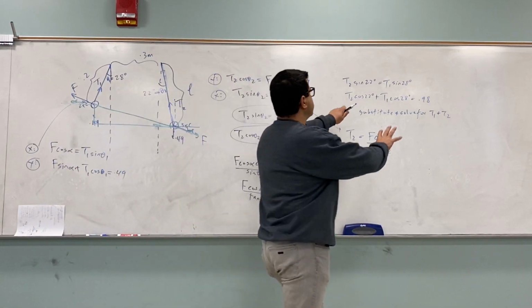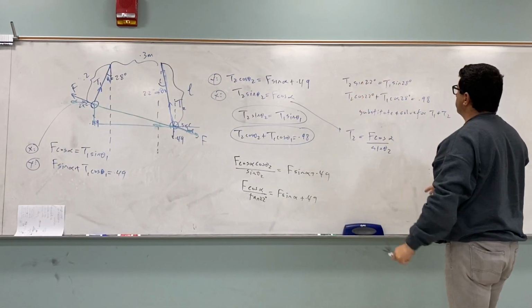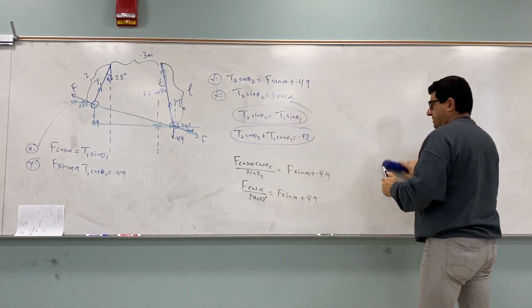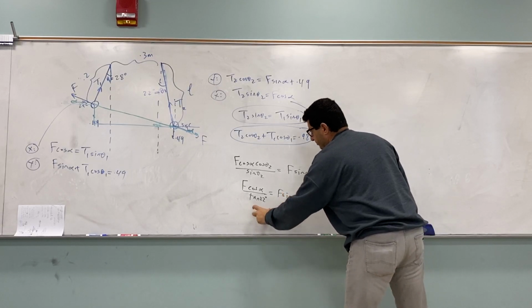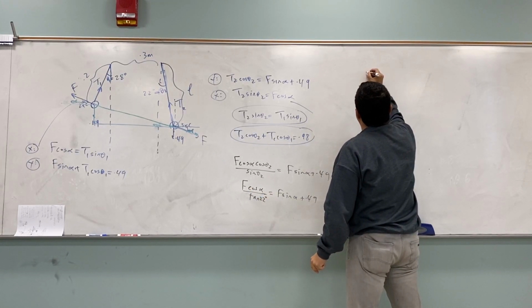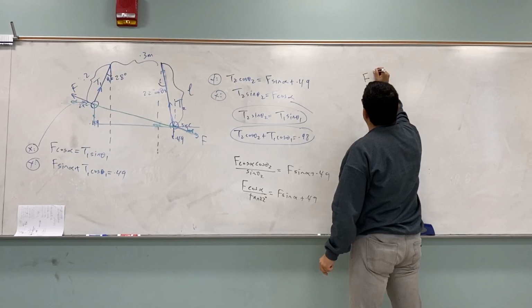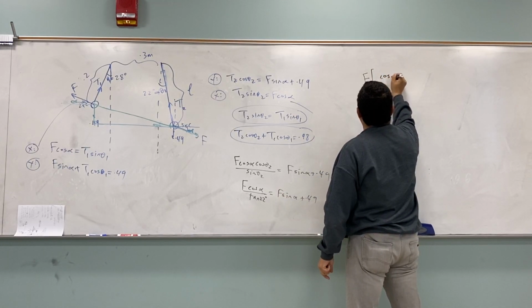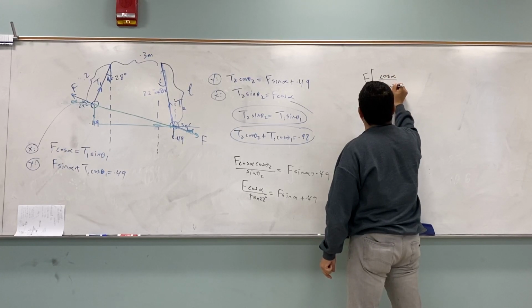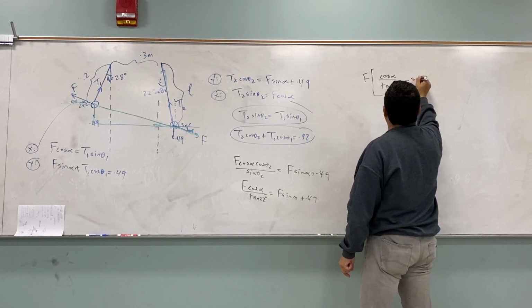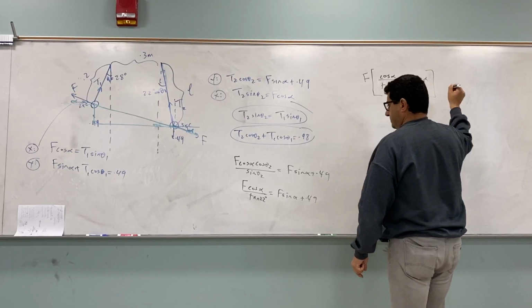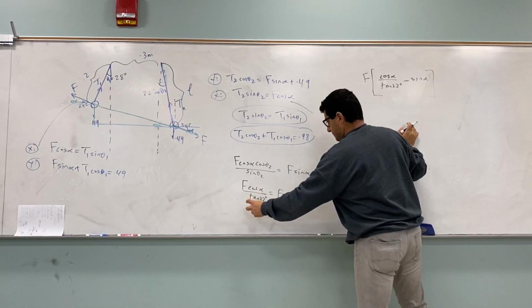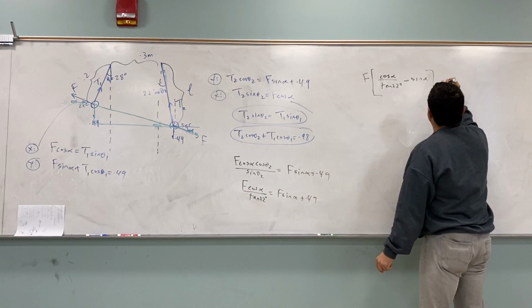So I'm gonna erase this now because T1 and T2 are easy to solve for. So now I can take this and put it here, and I'll factor out the F. Then I'll have cosine of alpha over tangent of 22 minus sine of alpha. So taking this to the left, right? And that's equal to 0.49.